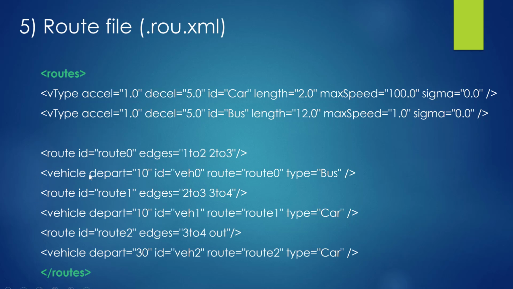And we also define the departure time. Here 10 means 10 seconds. This means at 10 seconds the vehicle with ID route 0 starts. And the type of this vehicle is bus. So it just comes here and takes all these characteristics that we have defined here for the ID bus.